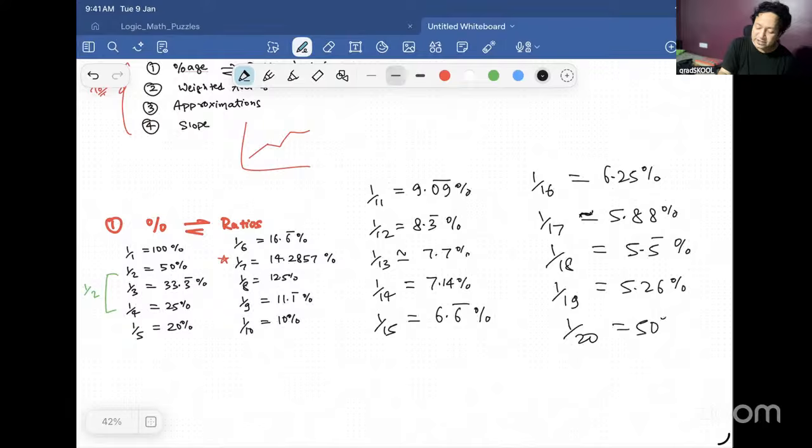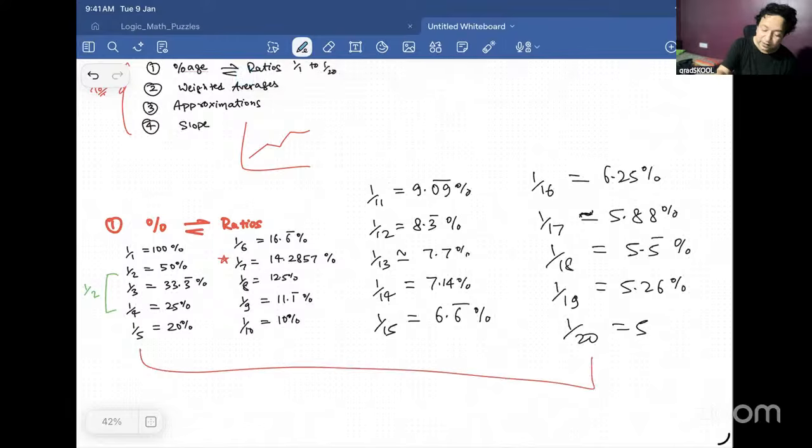So there are certain patterns which you understand. Like 1 by 5 is 20, that means 1 by 20 is 5. I'm saying 5, writing 50. All right. So is this clear, everyone?